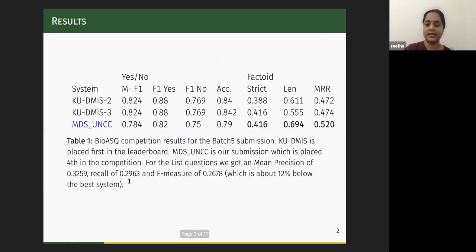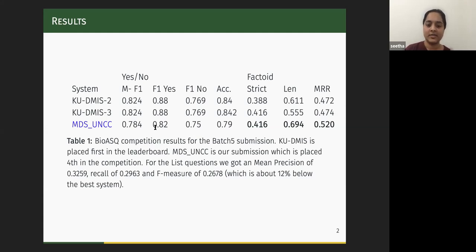This table gives you a summary of the results. MDS_UNCC is our submission, and the other two are the best performing models. The numbers in bold indicate that our model is equivalent or better in those places. In all the other places, we are placed below the best performing model.